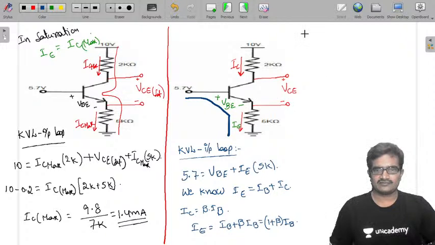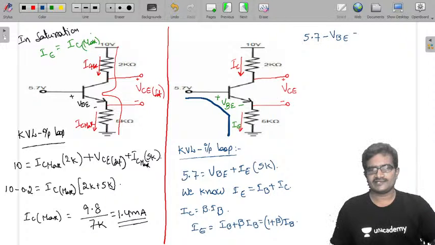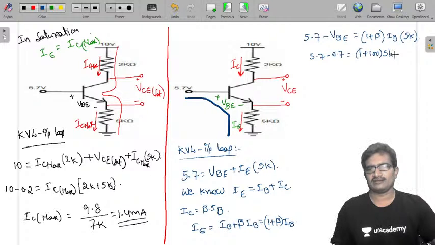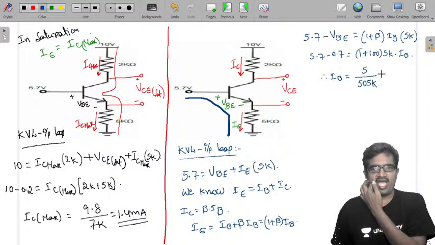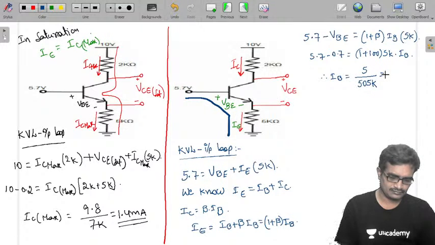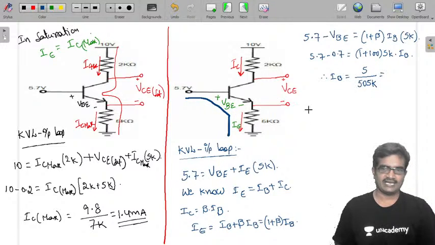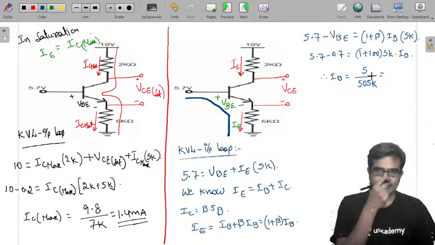Take this and substitute here. Now 5.7 minus VBE, taking this VBE to this side, equals IE, which is 1 plus beta times IB, into 5K. From this, 5.7 minus 0.7 by 5K equals 1 plus beta, which is 101, into IB. Therefore IB is 5 by 101 into 5, 505K. How much is it? That is 9.9 microamperes.